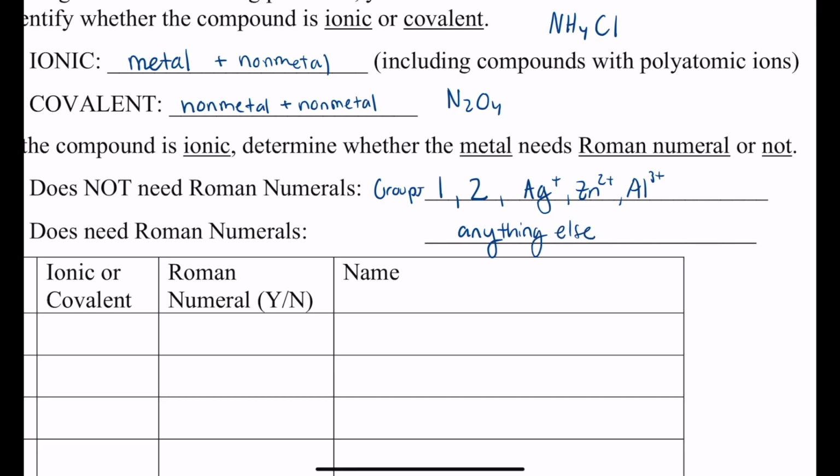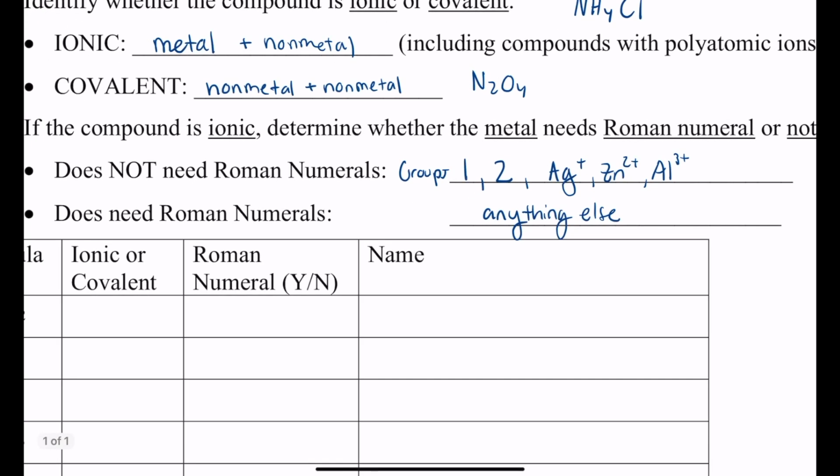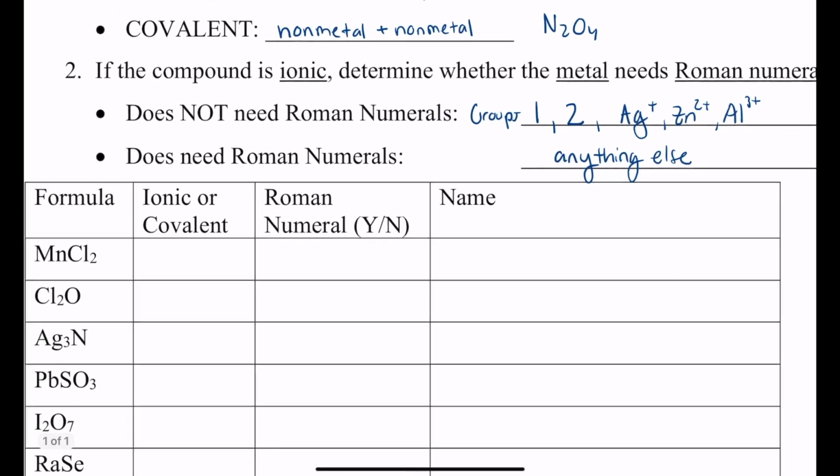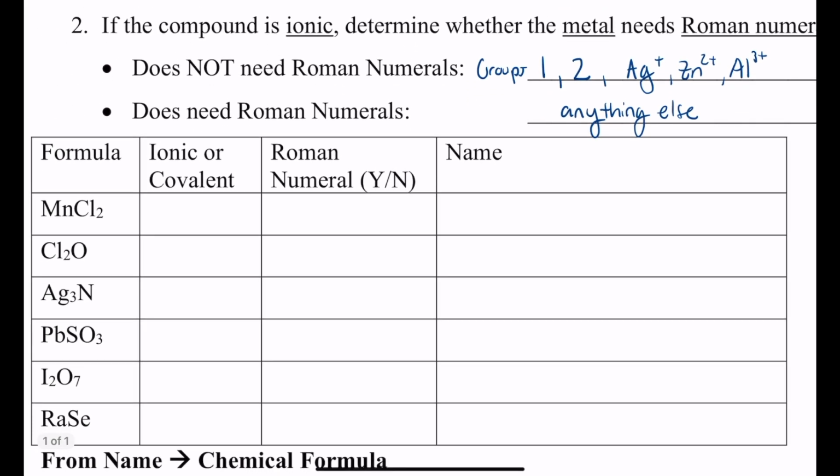So, anything from the middle of the periodic table is fair game: manganese, iron, cobalt, rhodium, zirconium, vanadium. You probably need a Roman numeral in that name, and you need to figure that out. So let's try these together. We are going to look at some formulas, determine if that compound is ionic or covalent, and then if it's ionic, we're going to ask ourselves if that metal needs a Roman numeral or not.